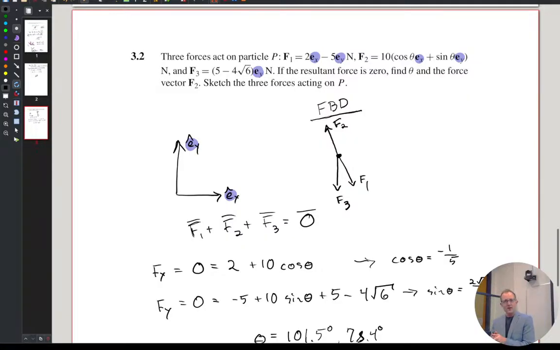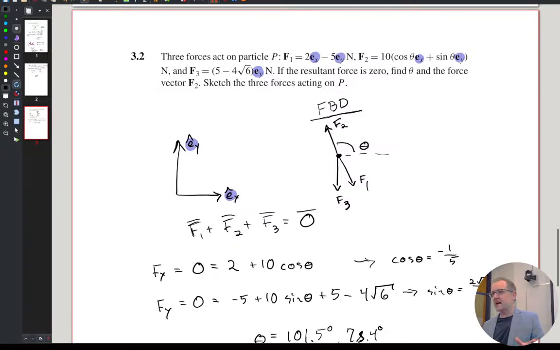All right, so based on the information that I've drawn up here, I would say that this is my F2, and that's my angle theta. Because I said EX is pointing to the right, when theta is 0, cosine theta is 1, sine theta is 0, so then F2 would be 10 newtons along that x-axis. And then as I increase theta, I start moving away from the x-axis up to 90. Now I'm on the y-axis, and then more than 90, I'm pointing in quadrant 2.